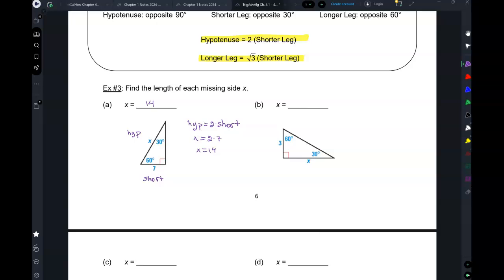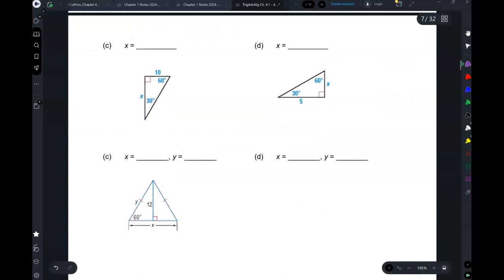What's the 3? Hypotenuse, short or long? Short. What's the 60? Hypotenuse or long? Long. So the players in this problem are short and long. Well, the long leg is the short times root 3. So now let's label x 3 times root 3. If you do it this way, there is very little chance that you'll get things confused. Okay? Okay.